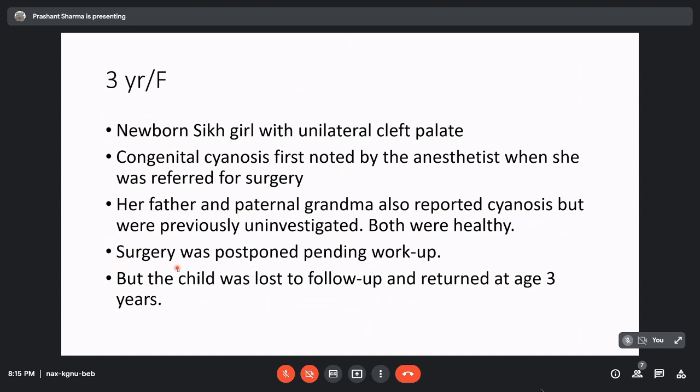So what happened at that point earlier on was that her surgery was postponed pending her workup, and an HPLC was done, but subsequently the child was lost to follow-up. She's now come back at the age of 3 years because her cleft palate still needs to be repaired. It's an incomplete cleft palate.